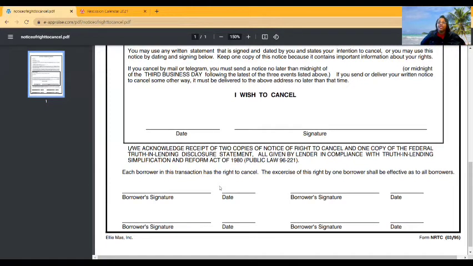So in a signing package, let's say you have a couple, 2 signers, you will probably have 6 copies of this. There will be one for each of them to sign and return with the packet, and then 2 for the wife, 2 for the husband, and you will leave those 4 with them. The other 2, the one for the husband and the one for the wife, will go back to the title company or wherever you're shipping your documents to.